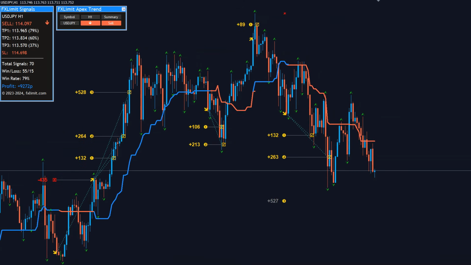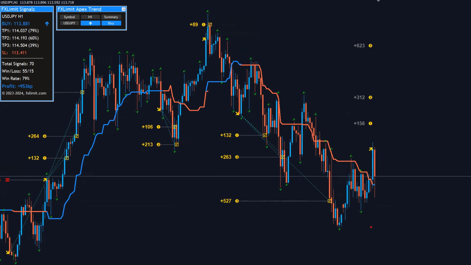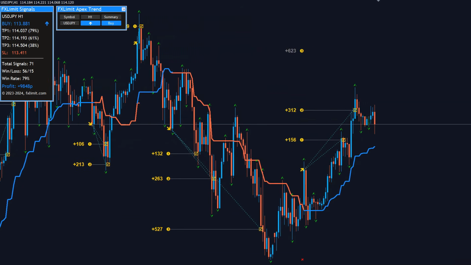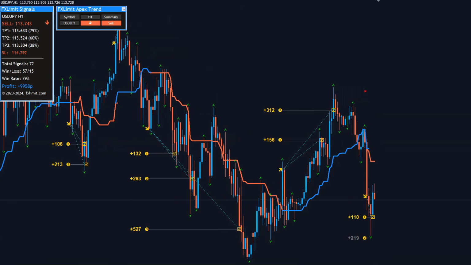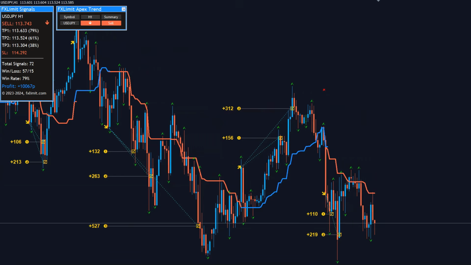At the end of the day, indicators are just tools. They're not magic buttons that print money overnight. The best traders aren't the ones using the most indicators. They're the ones who understand how to use a few tools properly and stay consistent with their strategy.